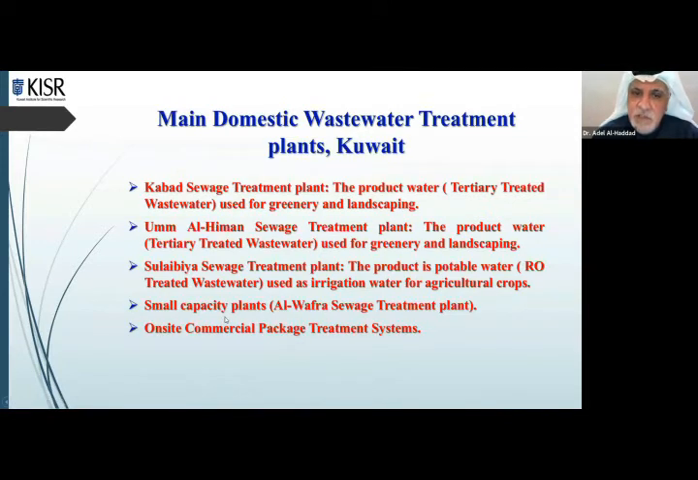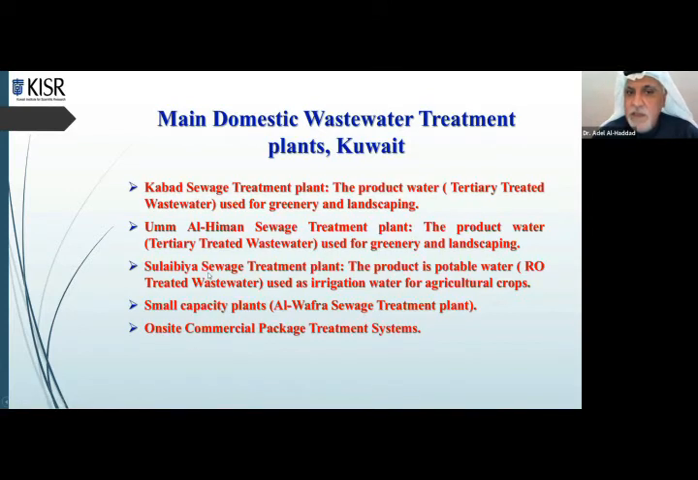Any treatment system which is not connected centrally to the ministry lines is usually connected with an on-site treatment system, either for domestic or industrial use. There are two types of on-site treatment system. The Kabd sewage treatment plant's product water after the tertiary treatment is usually used for greenery and landscaping. The same goes for Al Hayman.